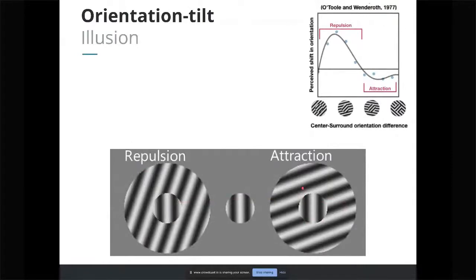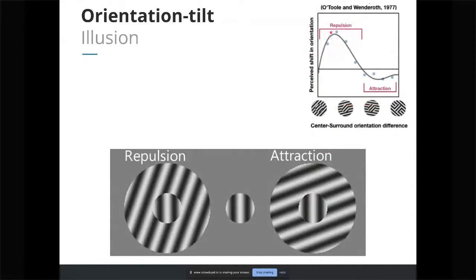The illusion might not be obvious, because some of these effects are frequency and scale dependent. Depending on the size of the stimuli on your screen, it may or may not work. You might have to trust me on this. But here on the upper right corner are data from O'Toole and Wenderoth that have been replotted. On the y-axis is the reported perceived shift in orientation from human participants. On the x-axis is the corresponding angular difference between the center and the surround.